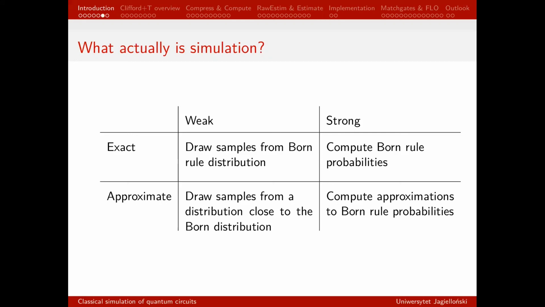This actually just computes some probabilities. So rather than sampling from the probability distribution, you say, I want to know the probability of this output, and it goes away and computes it. And then for each of these, weak and strong, you can do them either exactly or approximately. Approximately, you allow yourself a little bit of error in the distribution you're sampling from. And approximate strong, you compute some numbers which are close to the probabilities, but might not actually be the probabilities.